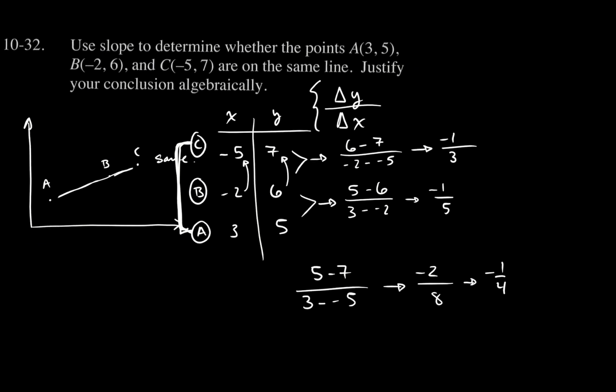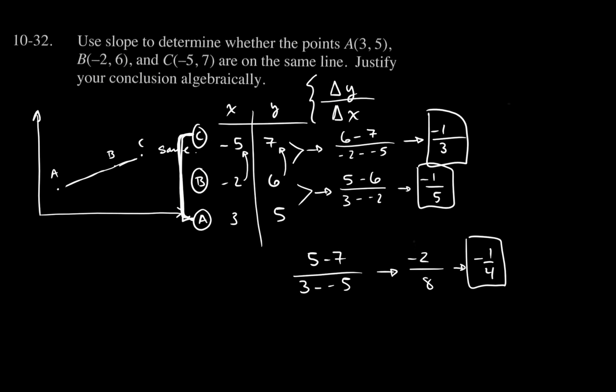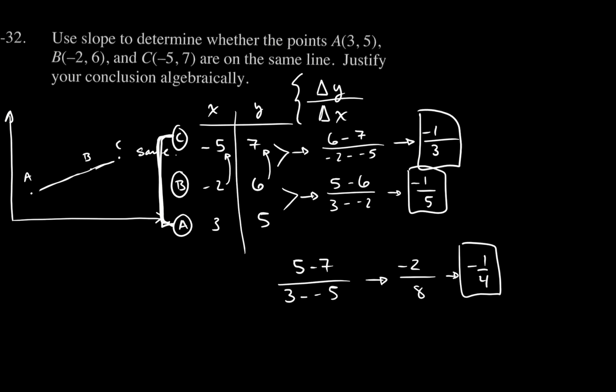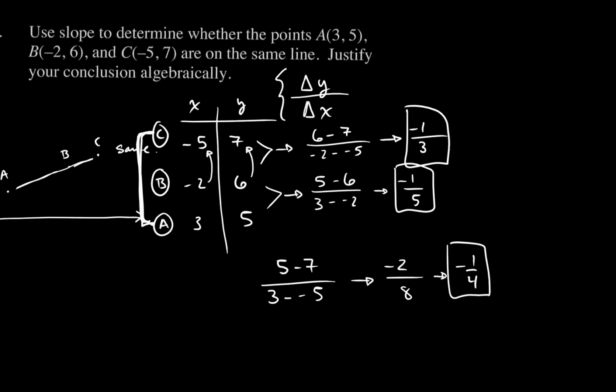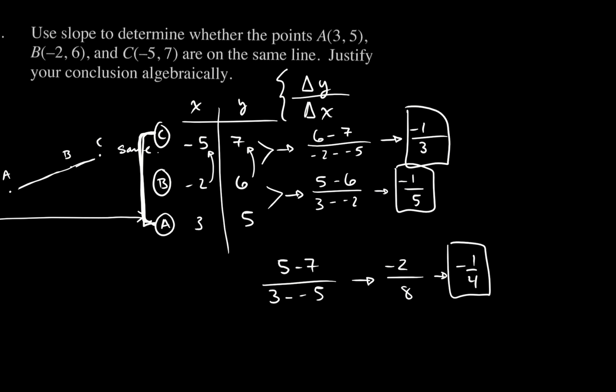So I want to justify that algebraically, and I'm going to do that by coming up with the equation of one of the lines and then plugging in that third one and saying, hey, look at this. They're not the same. There's a lot of ways we could do that, but I know the slope of AB already. It was negative 1/5. So I'm going to take that slope and plug in point A to figure out what the y-intercept would be.